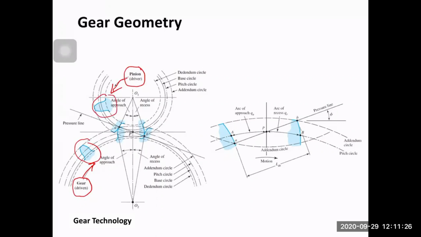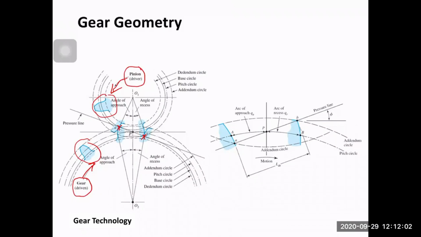In this case, when the pinion starts to rotate, it engages with the gear at some point. So there is a starting point for this engagement, which is denoted as point A. And then there is a point where they disengage, and this is denoted as point B, right? In between, there is another point called P, which is called the pitch point.